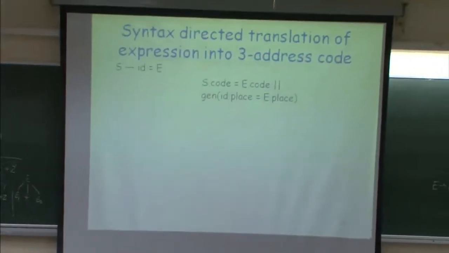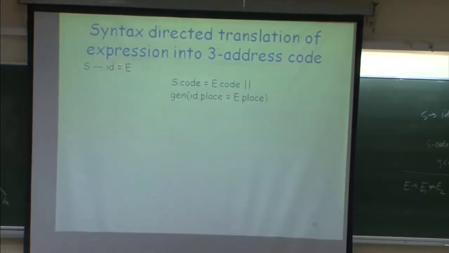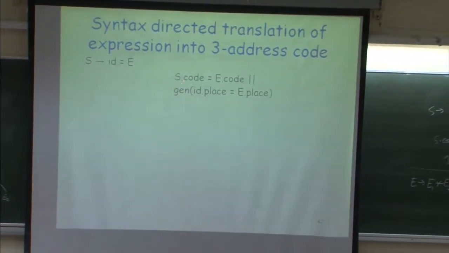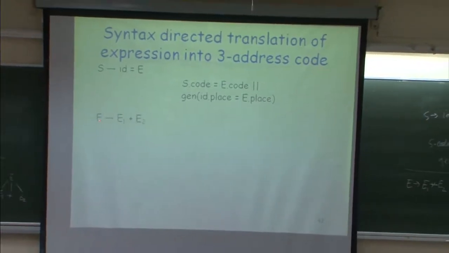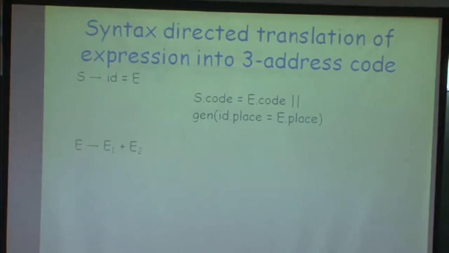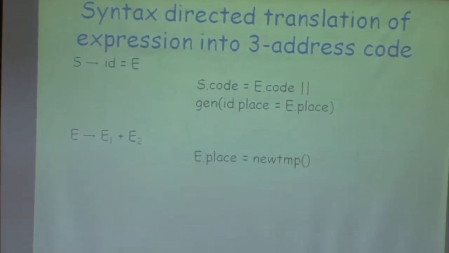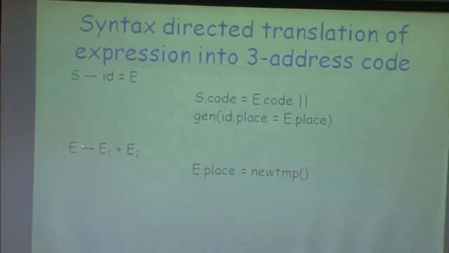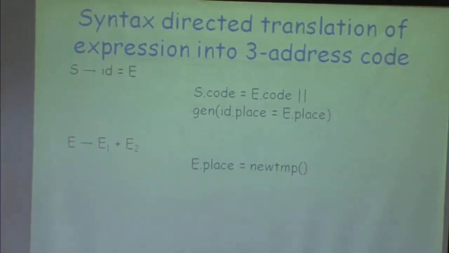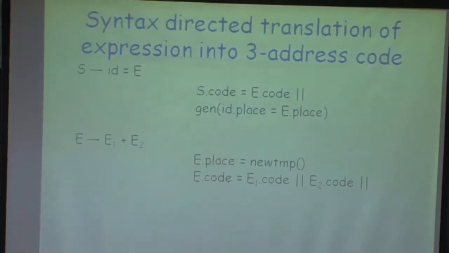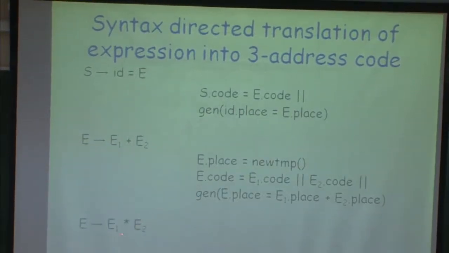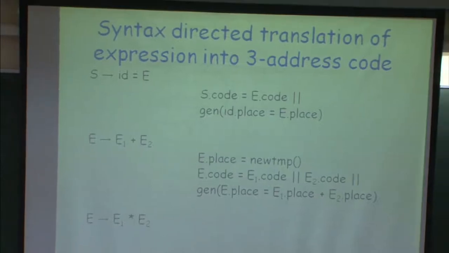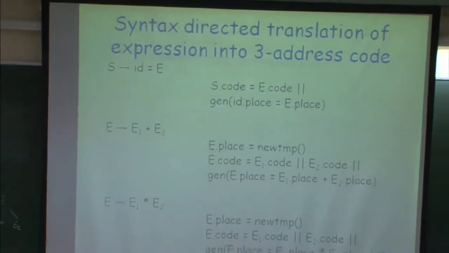This is how the code will look. We are already familiar with what three-address code is, so I'm not repeating that part. When I have a grammar rule which says S goes to ID assigned E, then S.code is nothing but E.code followed by this instruction. And if I have a rule which says E goes to E1 plus E2, that means I'm taking two expressions and adding them. Then first I have to make a call to newtemp to generate a temporary where this expression will be stored. Then E.code is nothing but E1.code followed by E2.code followed by generating an instruction. And if I have multiplication, it will be repeated, except that this plus will get replaced by a multiplication.